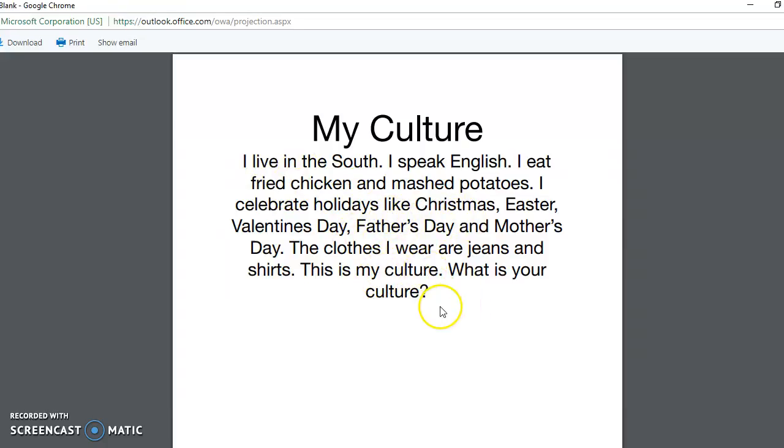So they could have also, we didn't do pictures, but we could have integrated a picture of their culture, perhaps a picture of maybe the countryside of the South, since we were talking about Southern culture. We could have changed the color of my culture. We could have made the font different.